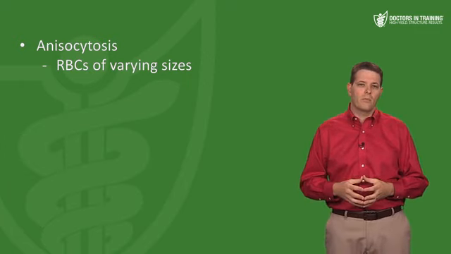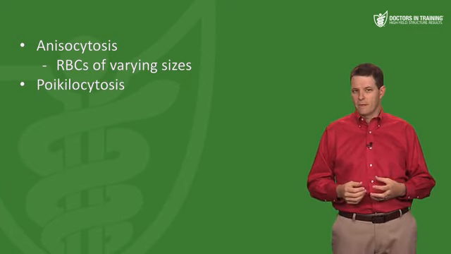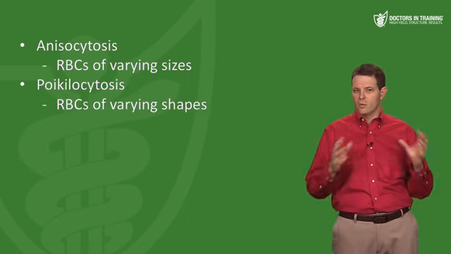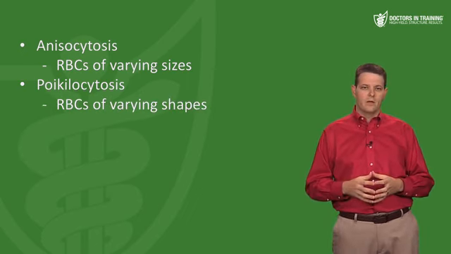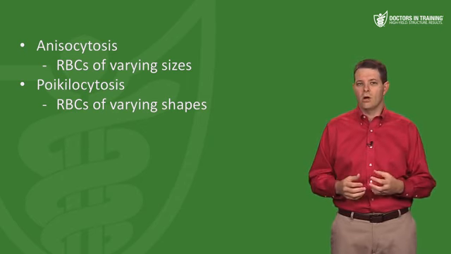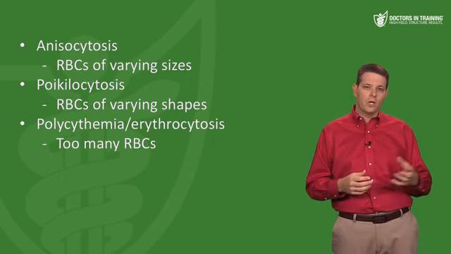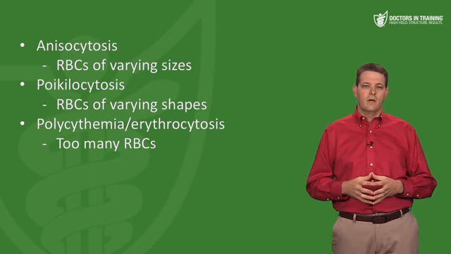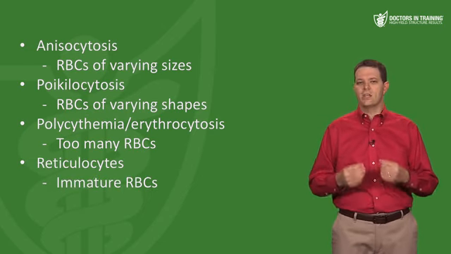Or the pathologist might report that there's poikilocytosis. Poikilocytosis means you have cells of varying shapes. We'll get to all those weird shapes in a second. If you have too many red cells, that might be called polycythemia, or it could be called erythrocytosis, two terms for the same thing. And the immature red cells are called reticulocytes.